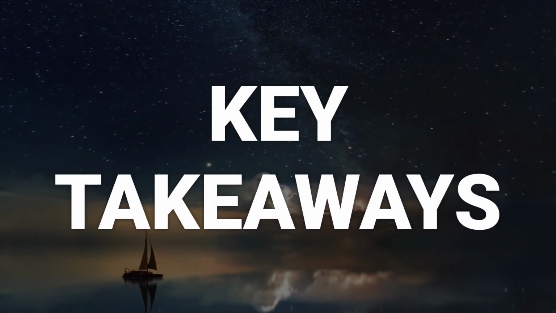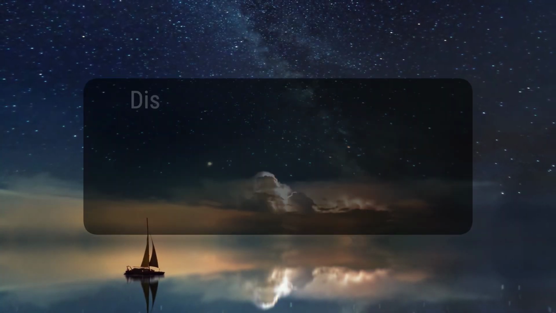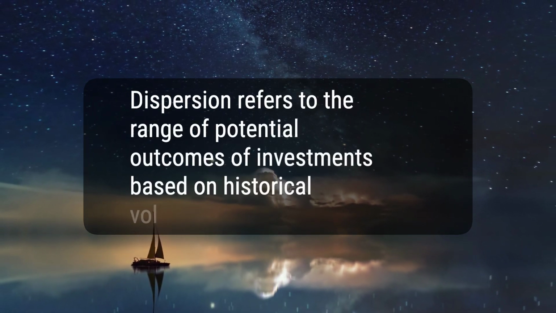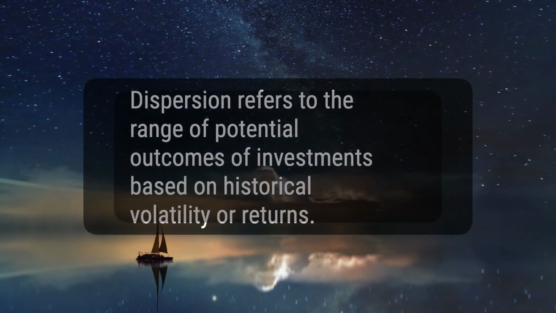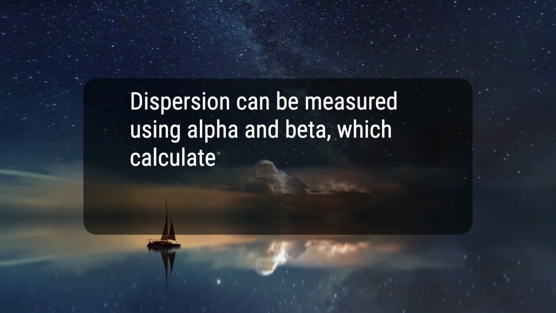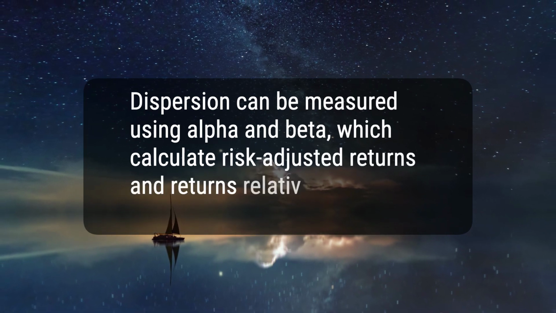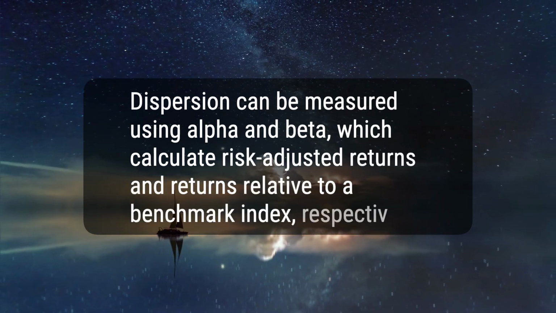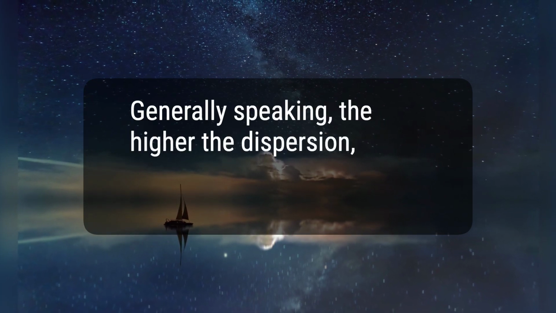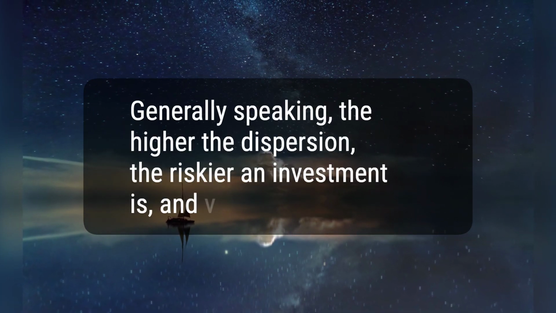Here are three key takeaways. 1. Dispersion refers to the range of potential outcomes of investments based on historical volatility or returns. 2. Dispersion can be measured using alpha and beta, which calculate risk-adjusted returns and returns relative to a benchmark index, respectively. 3. Generally speaking, the higher the dispersion, the riskier an investment is, and vice versa.